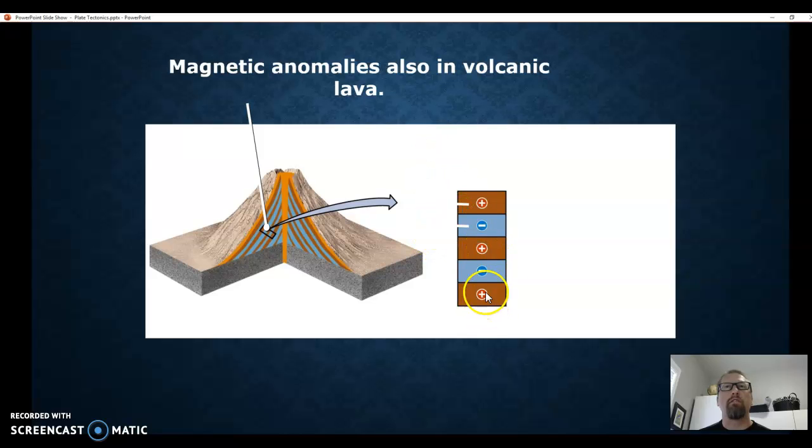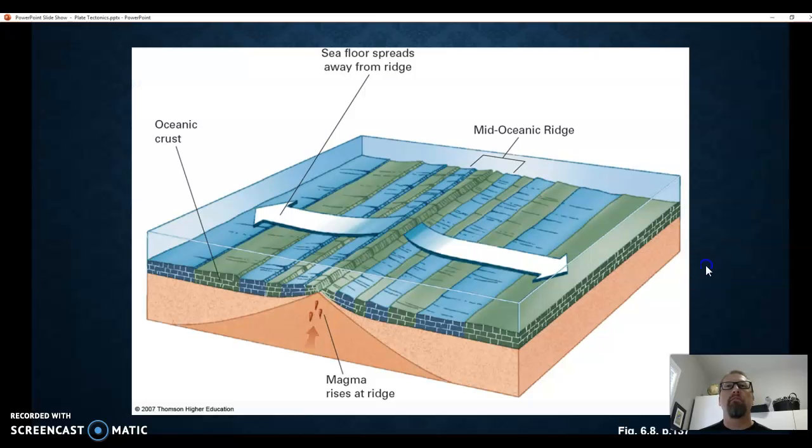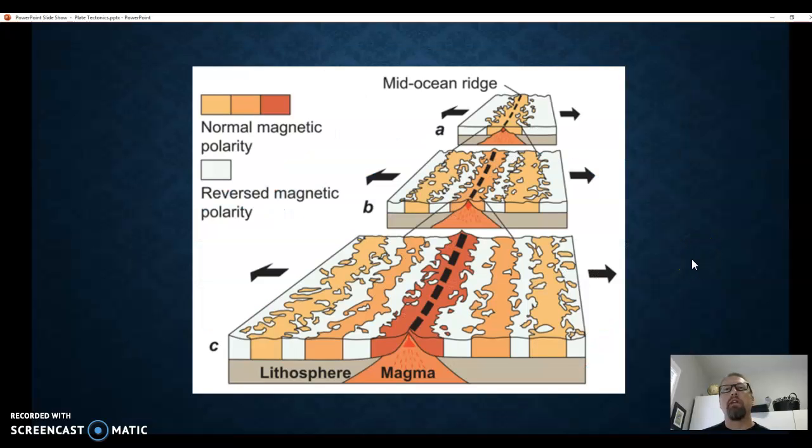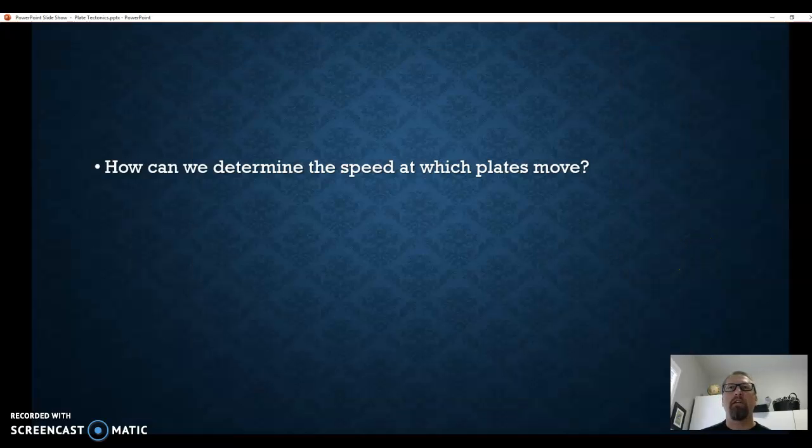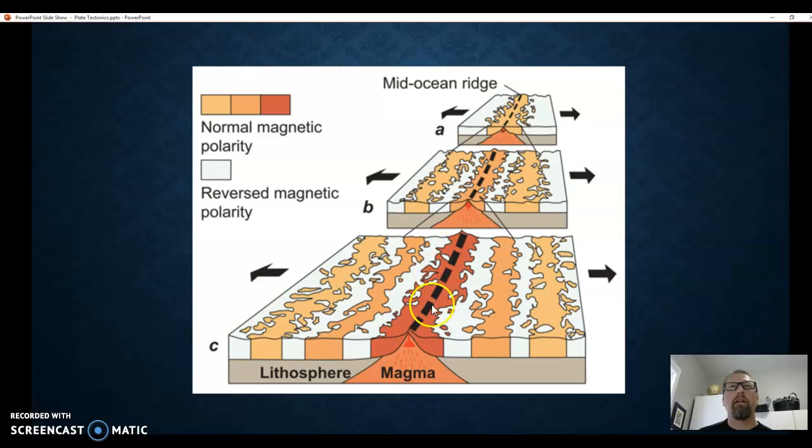We also see it in volcanoes. So here we have the pluses and minuses that show these changes in direction as you move away from the mid-ocean ridge. So we would have the age of these, and we have the distance that they are apart, and we can use that to calculate the speed at which plates move. And I do have an activity for that, but I'm going to skip it for now for this class. Okay, so there's two ways to measure the speed at which plates move. We looked at hotspot volcanoes, and the second way is to use these magnetic reversals in the mid-ocean ridge.